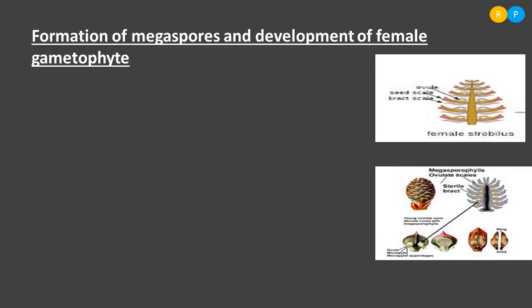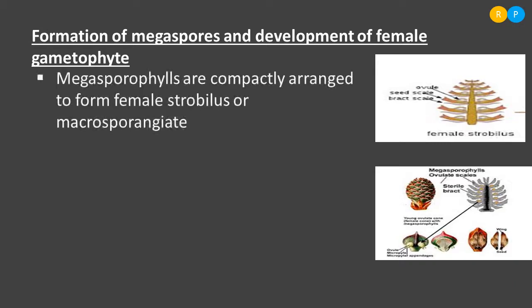So before understanding the formation of megaspores, first we have to understand the structure of the female cone. In the diagram you are observing, this is the female cone. The female cone is made out of modified leaves. There are many modified leaves, arranged compactly in order to form the structure of the female cone. So what is the name of those modified leaves? Yes, they are nothing but megasporophylls.